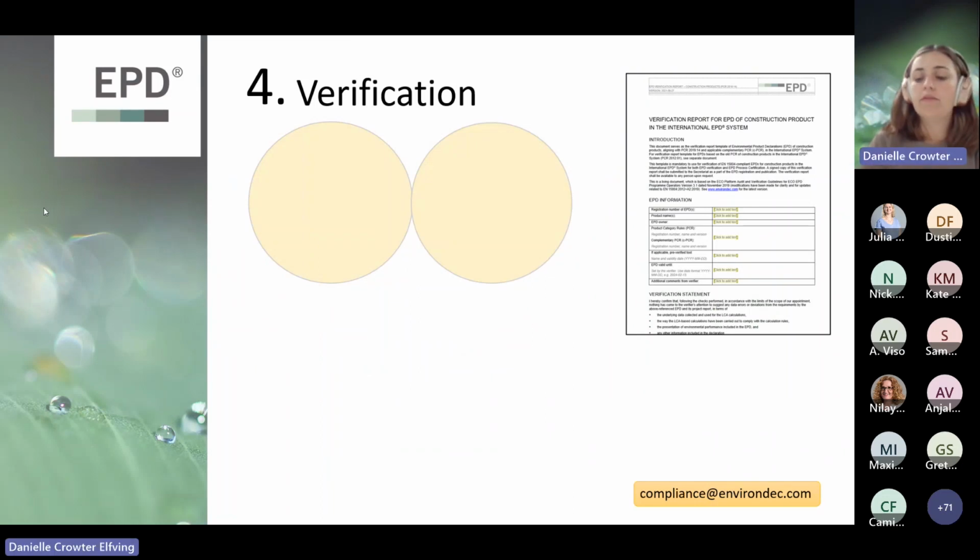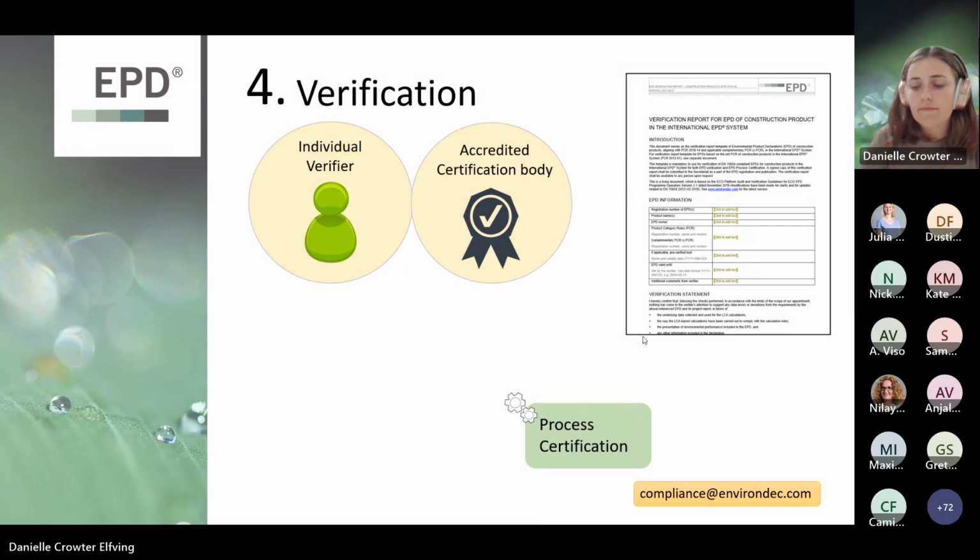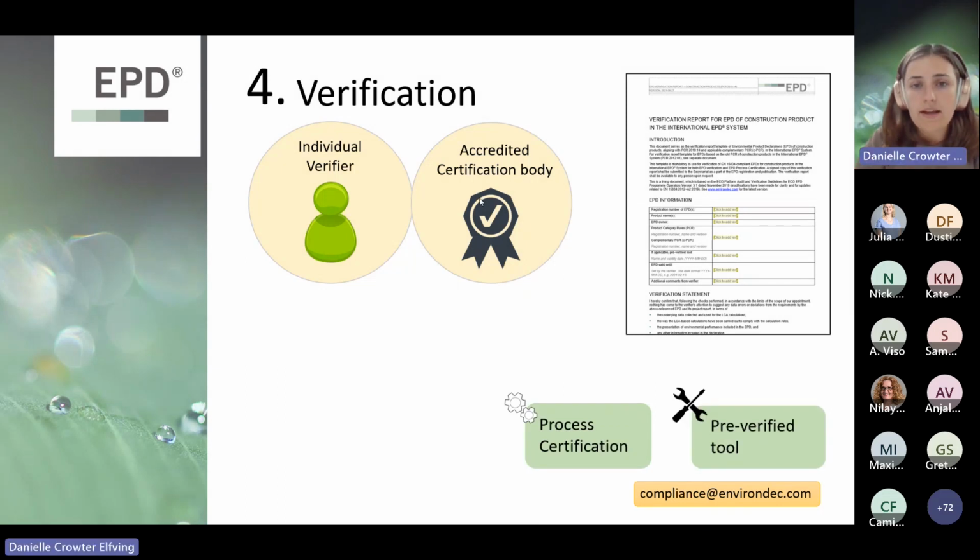So the fourth step is verification. You have two types of verifiers who can perform the verification for the EPD. The first one is an individual verifier, which has been approved by us at EPD International. And the second is an accredited certification body. You can find lists of both of these on our website, of the ones that are allowed to perform verifications in our system. Also, to the right here, we have the verification report, which is the end product from the verification, which you should also submit with your EPD.